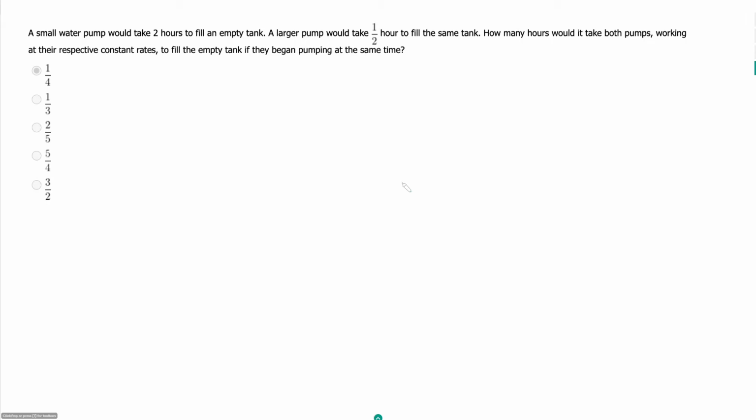So here we have an additive or combined rate problem. So I can organize my information in a chart. And what information do I need to include in my chart? So I got my small pump. And then I have my large pump. And then I sort of have this third pump, which is the small and large pump working together. And so now what information can I fill in?